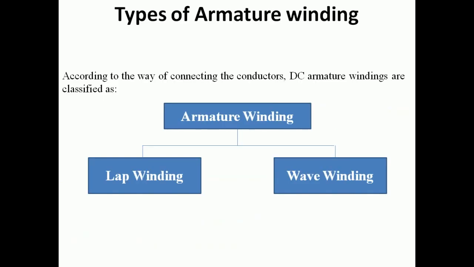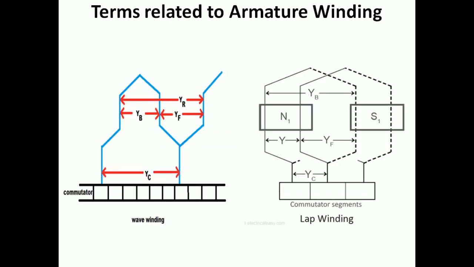Based on the methods of connection, armature winding is broadly classified into two: lap winding and wave winding. The distinguishing features between lap winding and wave winding are very important. In this slide, the diagrams of lap winding and wave winding are shown. You must learn to draw these diagrams.